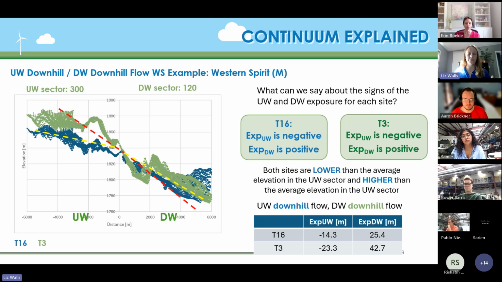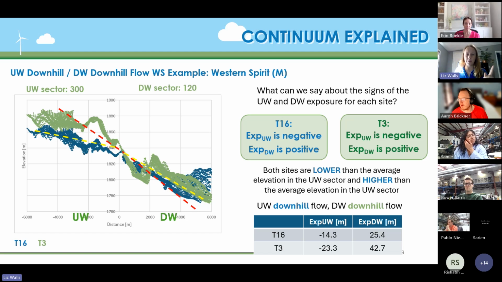And taking a look at the values, we can see that T3 is steeper in the downwind direction. So check that out. The exposure is 43 meters-ish compared to a downwind exposure of 25. So immediately, T3 should have a higher wind speed because that downwind exposure is higher. That's encouraging wind to go ripping down that slope. So those are the values.